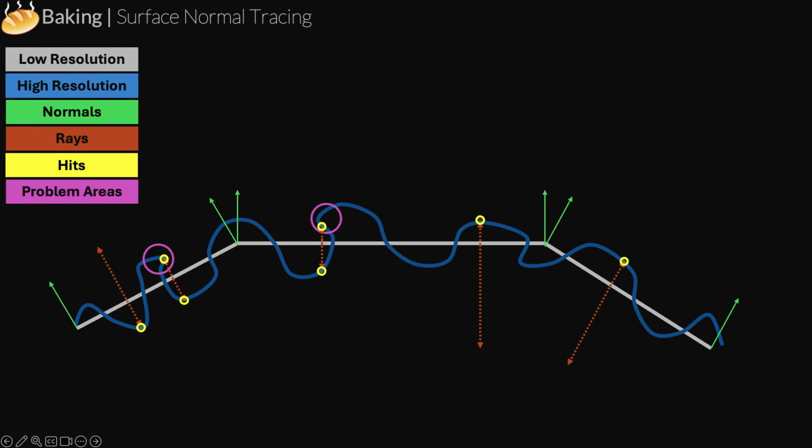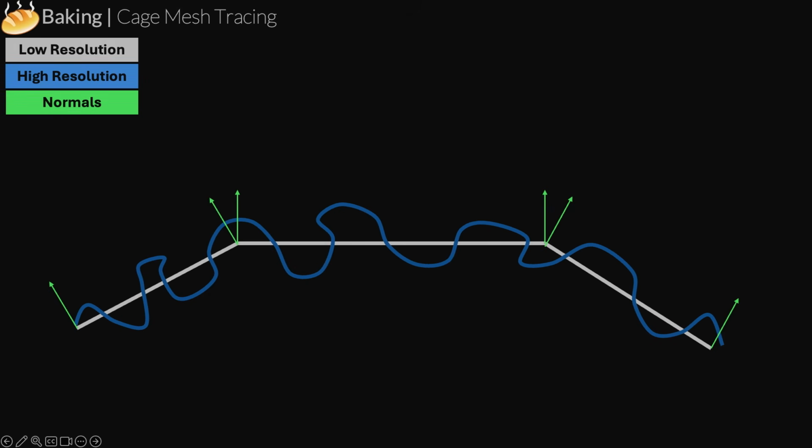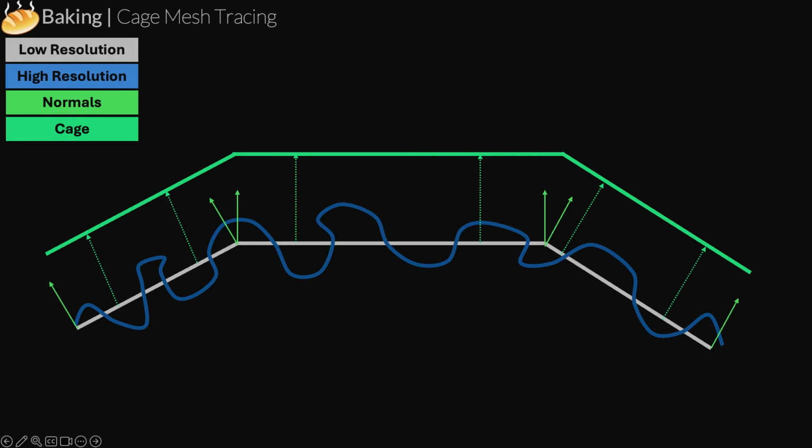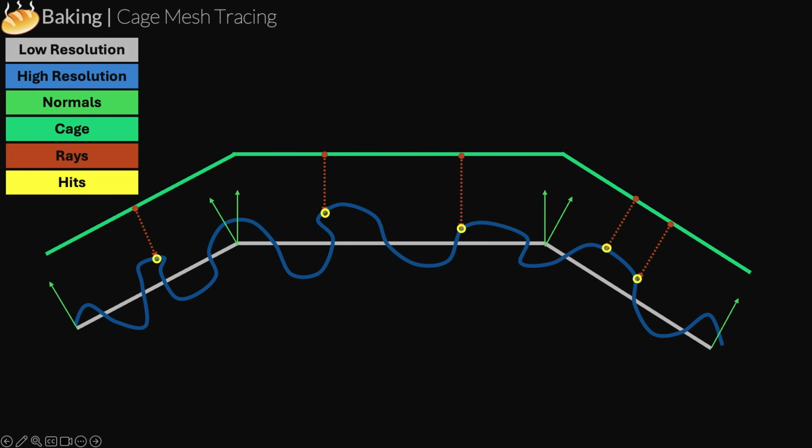So in cage tracing, we offset from the low res mesh. We then trace backwards towards the high res, and we get our hits that way. And the idea behind this is that we basically avoid those problem areas, and we get better bake results.